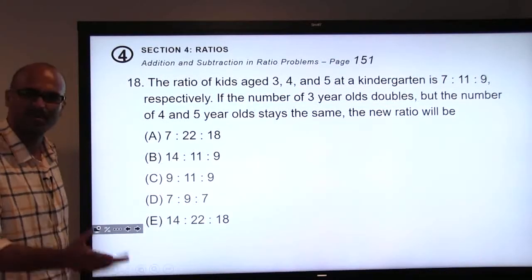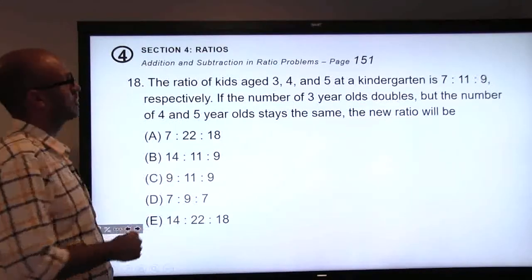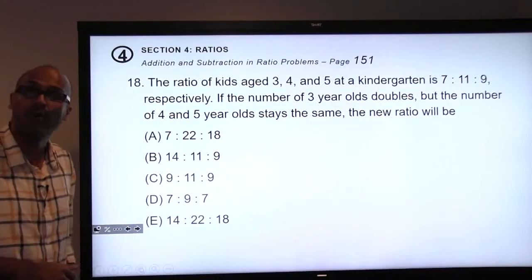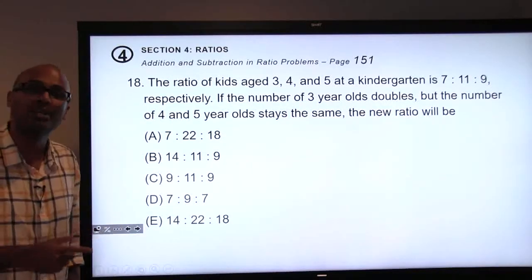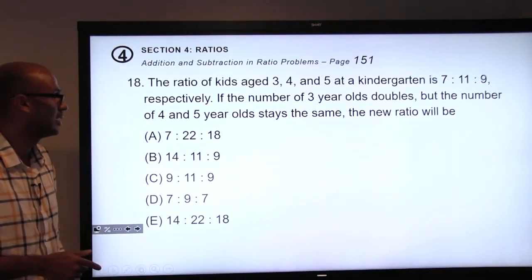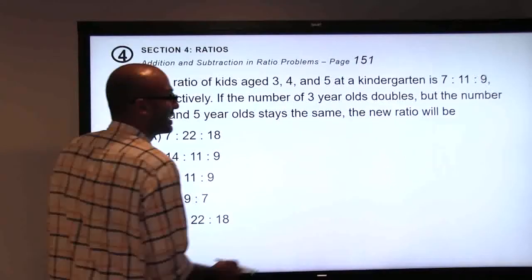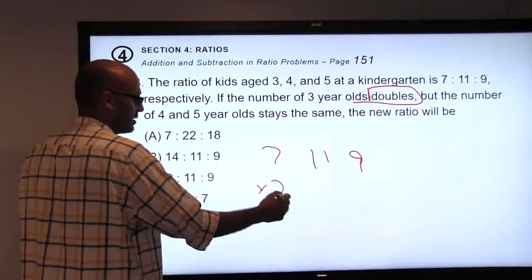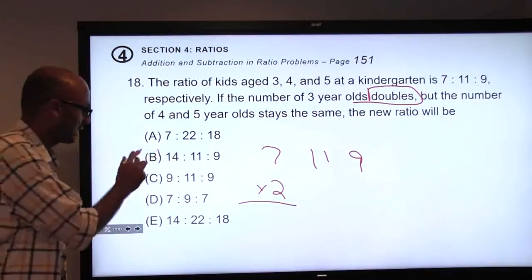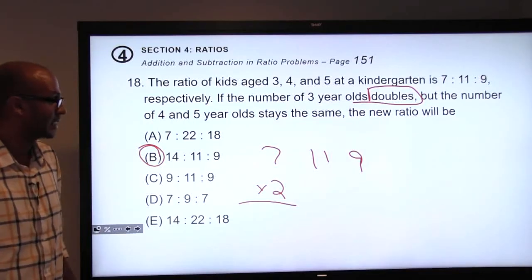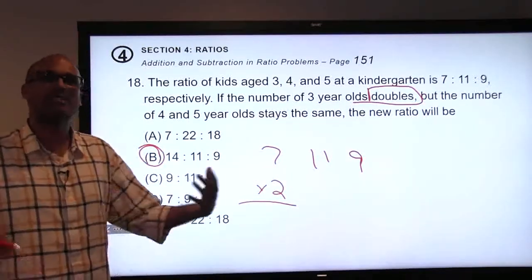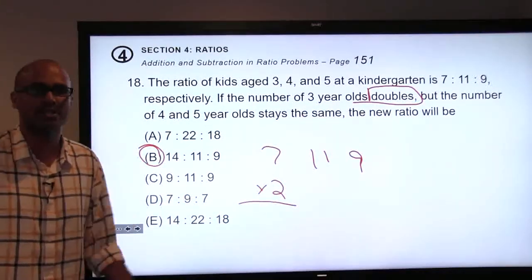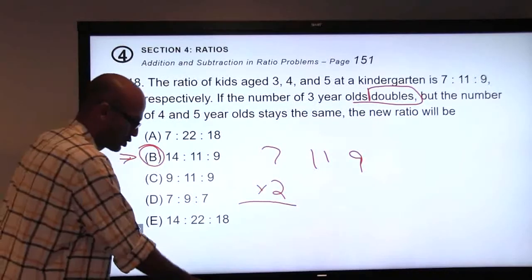Look at this one. Similar fact pattern. It says the ratio of kids aged 3, 4, and 5 at a kindergarten is 7, 11, 9, respectively. If the number of 3-year-olds doubles, but the number of 4 and 5-year-olds stays the same, the new ratio will be. So at that point, notice there's no more addition taking place. This is doubling it. So if I'm doubling it, of course 14, 11, 9 makes sense. Because if it were 700, 1100, 900, like a massive online kindergarten, I'd be at 1400, 1100, 900, or really 14, 11, 9. So yeah, that's a for sure no-brainer.